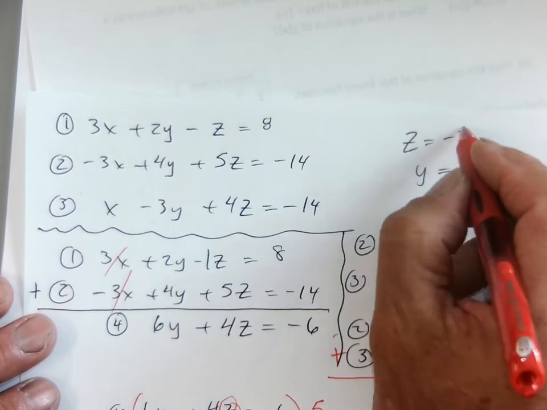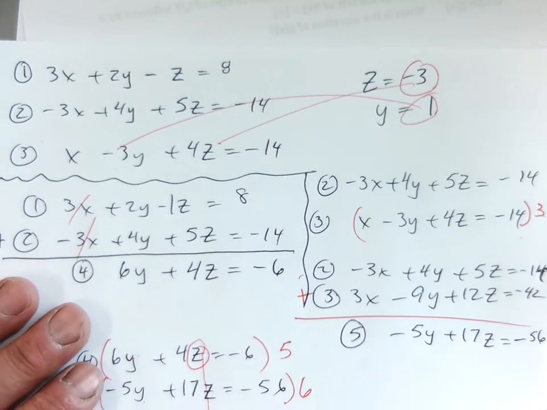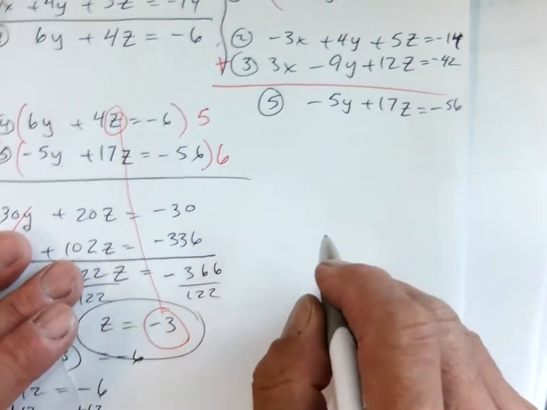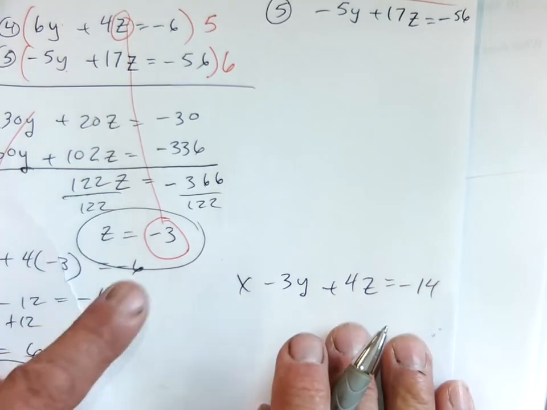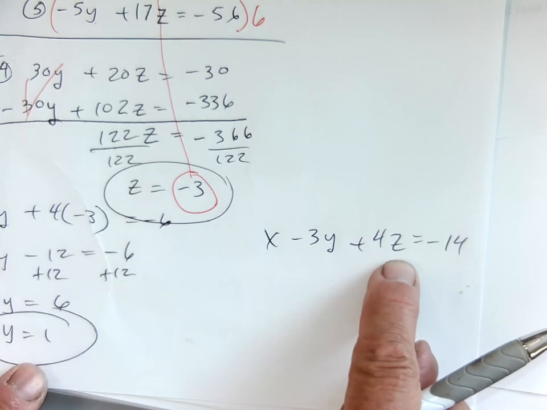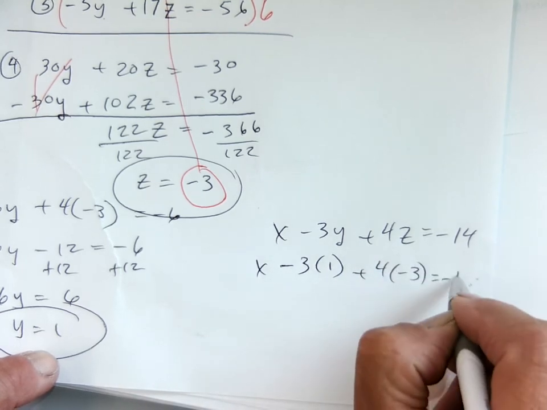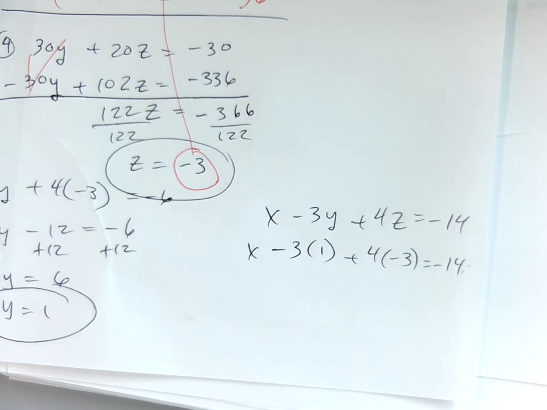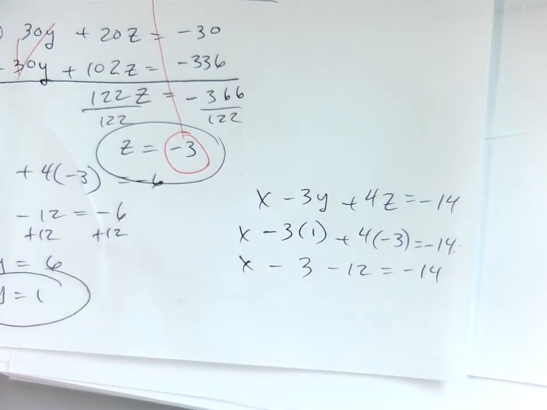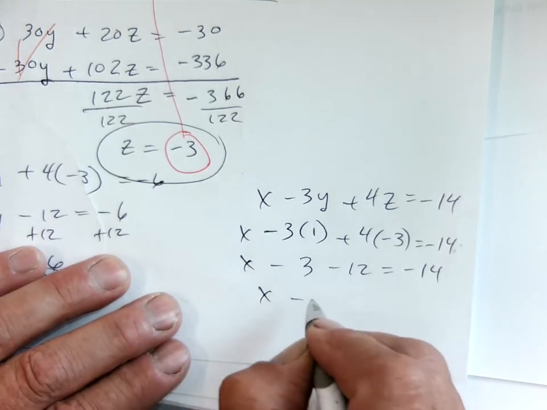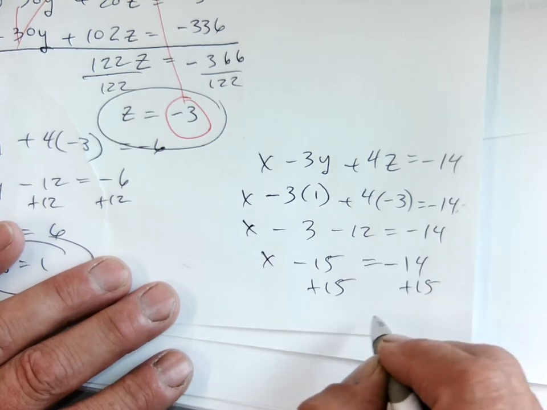So now I'm going to plug -3 there, 1 there, and I'm going to have to slide this up because I'm going to run out of room. I get x minus 3y plus 4z equals -14. We'll put my -3 there, and I'll put my 1 there. So x minus 3 times 1 plus 4 times -3 equals -14, okay? So x minus 3 minus 12 equals -14. x minus 15 equals -14. Plus 15, plus 15. x is equal to 1.